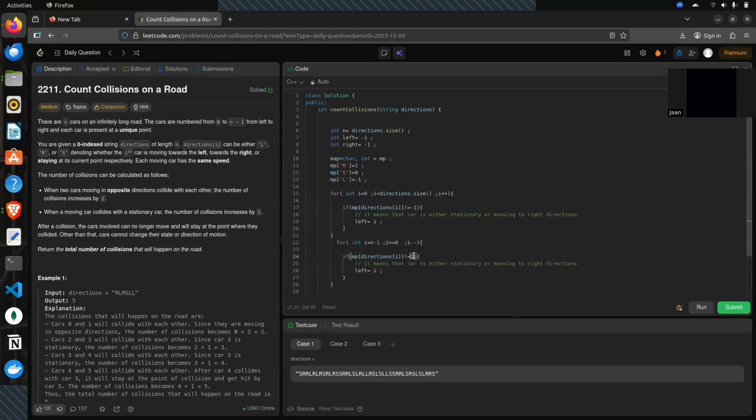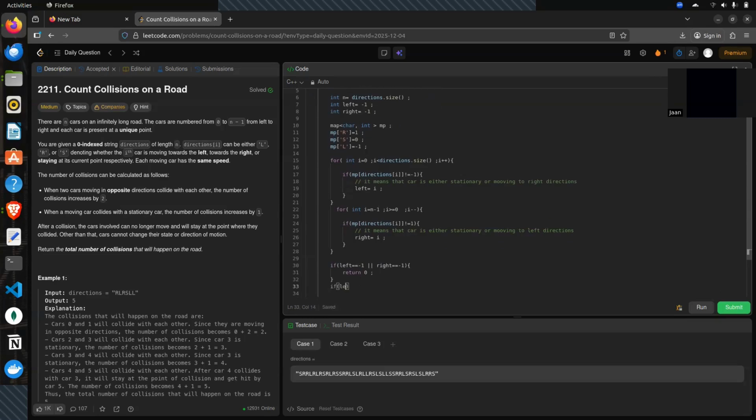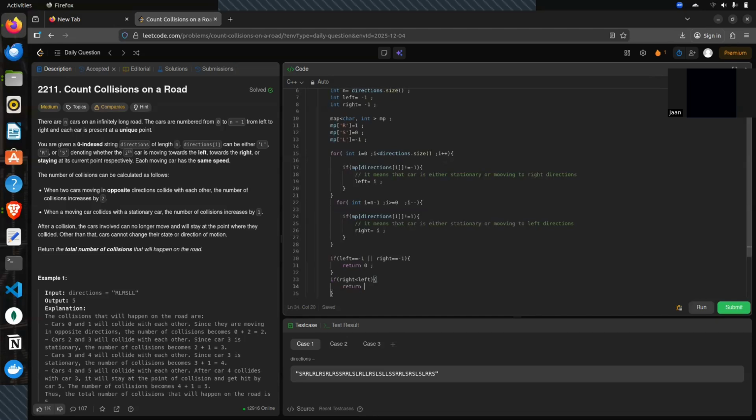and the direction is not on the right side, it means the car is either stationary or moving in the left direction. So right equal to i. If left equal to -1 or right equal to -1, return 0. If right is less than left, return 0.